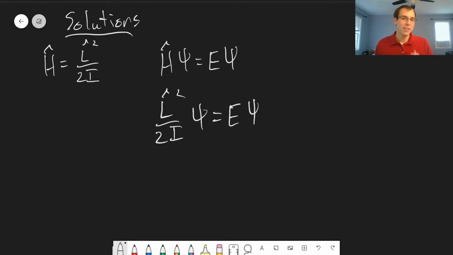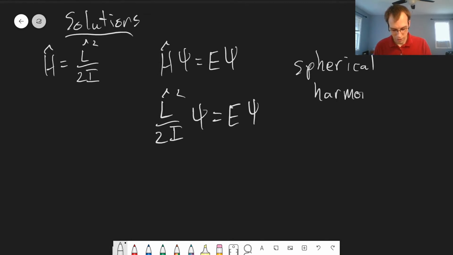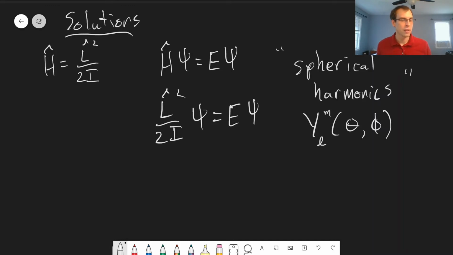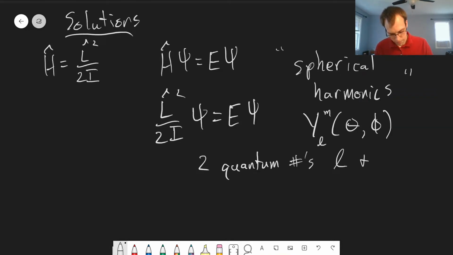Now, again, somebody else already solved this problem. And so this set of solutions has a name. The wave functions that are a solution to this are known as the spherical harmonics, and that's the terminology we give them. We write them as Y_l^m, and that depends, of course, on our angles, theta and phi. And so we have two quantum numbers, L and m. Sometimes this is also L and m sub L.